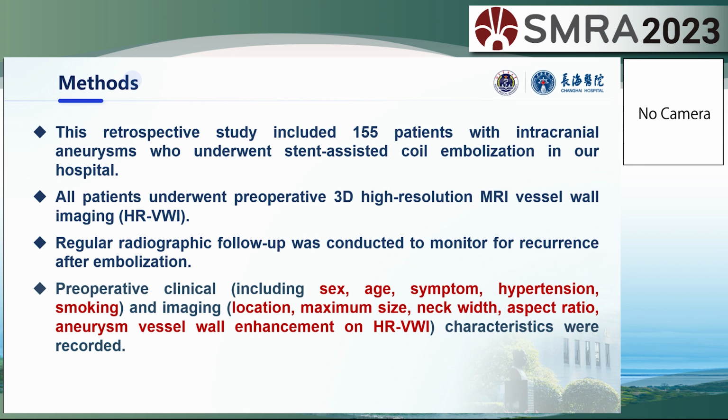155 patients were included in this study, and all patients underwent preoperative 3D high-resolution MR vessel wall imaging. Regular imaging follow-up was conducted to monitor for recurrence after embolization. The preoperative clinical and imaging factors were recorded, including sex, age, symptom, hypertension, smoking, and imaging factors: location, maximum size, neck width, aspect ratio, and aneurysm wall enhancement.